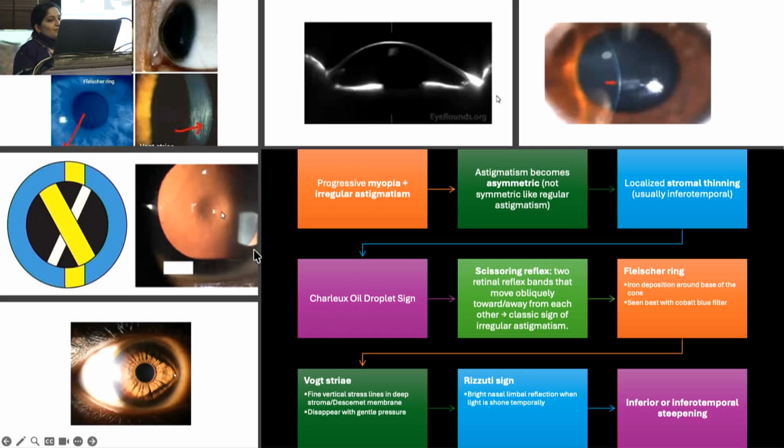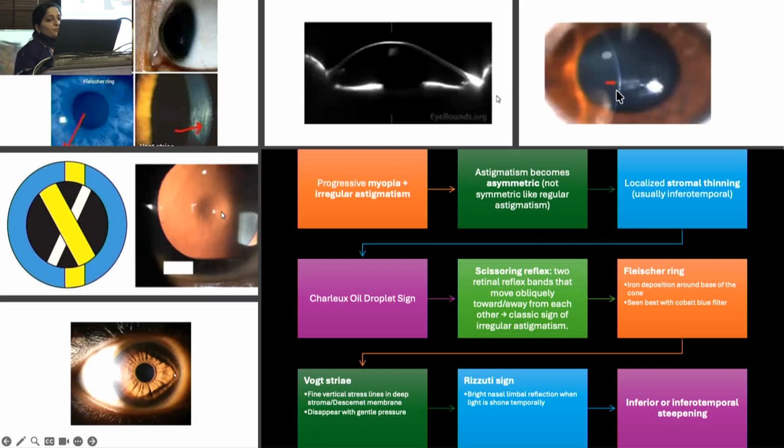These are the various signs which are associated with keratoconus. This is the Charleux oil droplet sign, seen in retinoscopy and retroillumination. And this is the scissoring reflex, where the reflex moves like the arms of a scissor in case of irregular astigmatism. Then the Fleischer's ring, which is one of the classical features of keratoconus. Then the Vogt's striae, which are posterior stress lines that disappear on pressure.